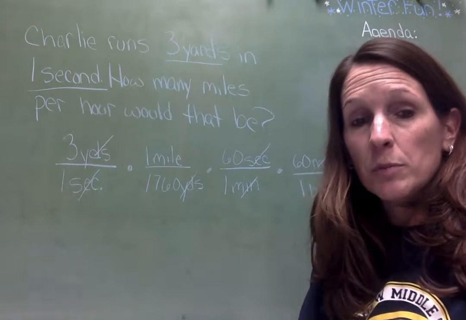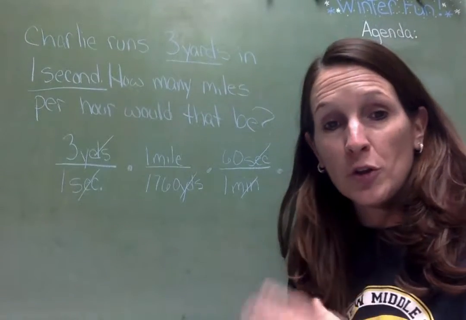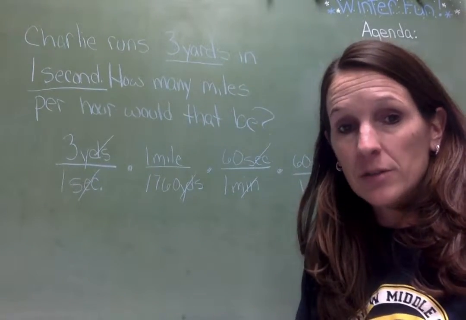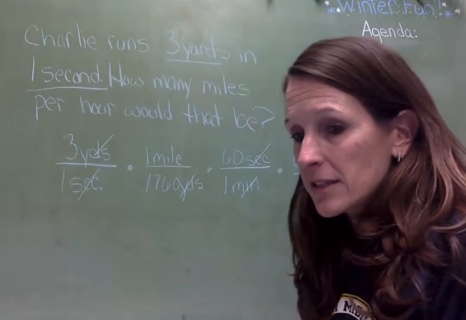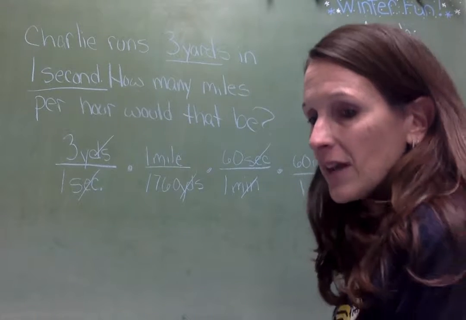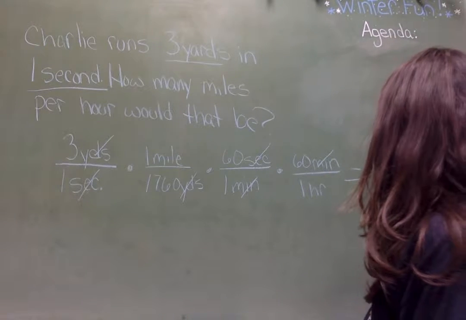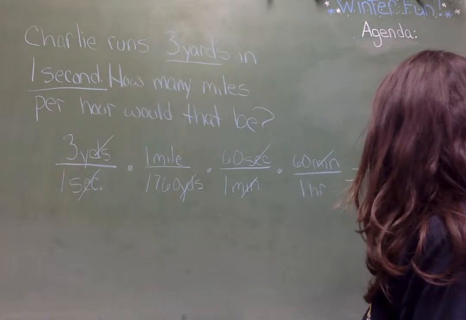The next step is to multiply everything out. And so I just apply the rules of fractions. I multiply all the numerators and then I multiply all the denominators. You can use your calculator for that, but the answer for that is actually going to be 10,800 over 1,760.